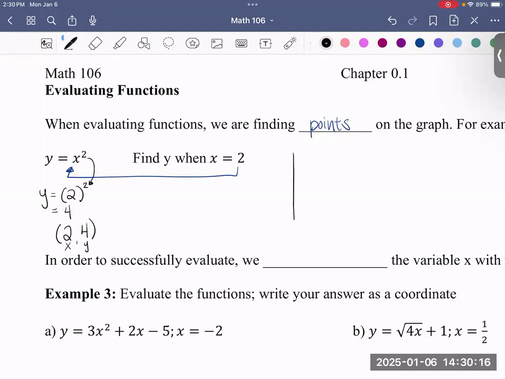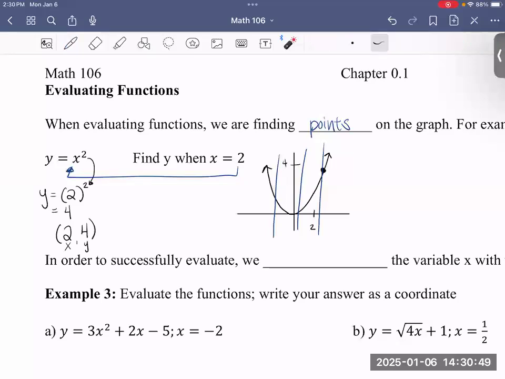Now, if you didn't know what this graph looked like, this is actually a parabola. It is a quadratic. So it's just saying this is my coordinate here at 2, 4. Now, does this pass the vertical line test? Well, at any point, we can draw a vertical line and it will end up passing. So this is a function.